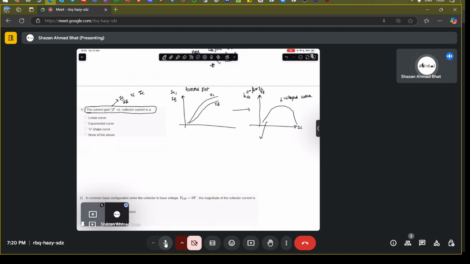And why does this happen? Because the recombination effects are dominant here. The high injection or Kirk effects are dominant at the higher collector currents. So these effects make it look something like this, which is a U-shaped curve. You want to stay in this particular region so that you can have a good gain in this particular BJT. So this is a U-shaped curve.